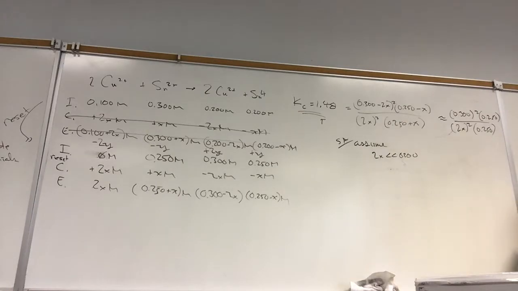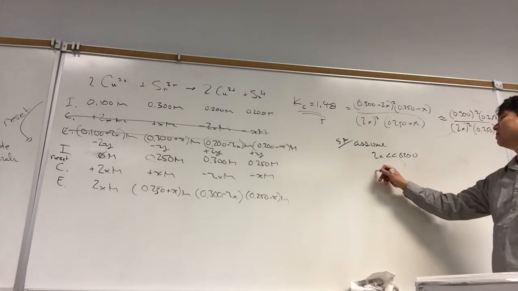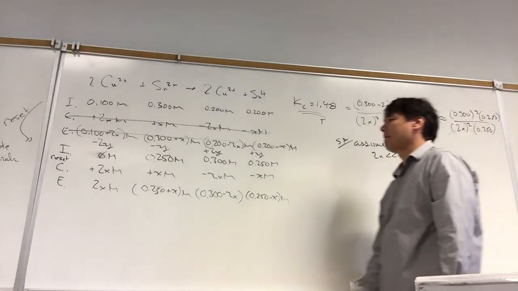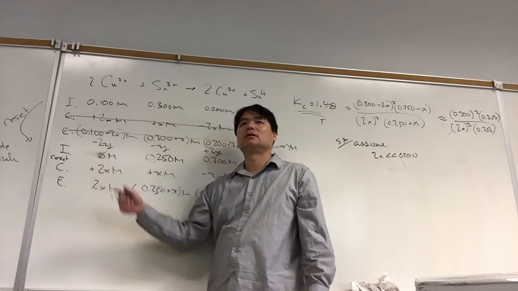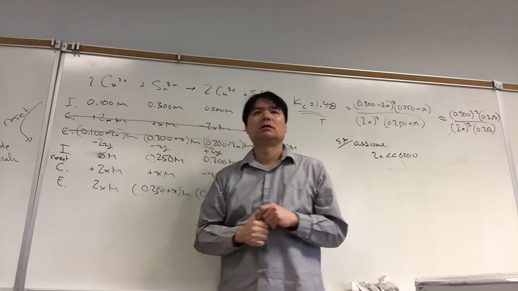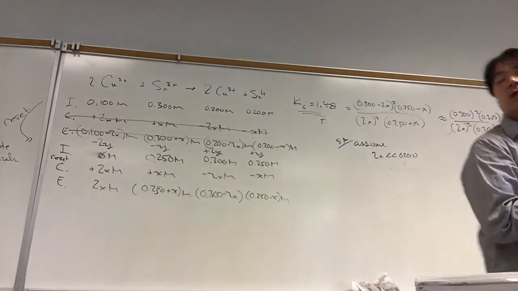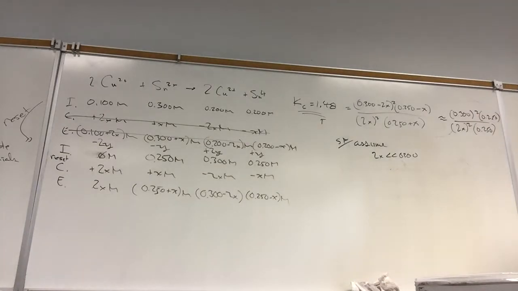So why are you limiting the 2x squared? If I get rid of the 2x, then you're saying that 2x is small compared to 0.300, or you're just arbitrarily defining 2x as 1. All right, solve for x.